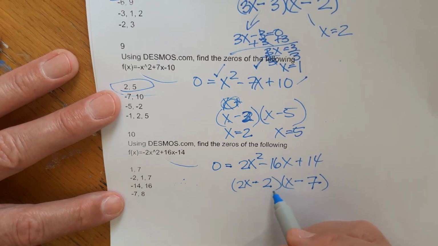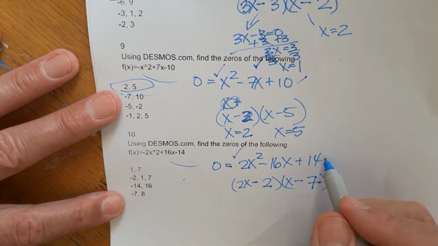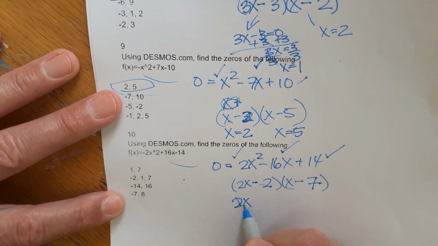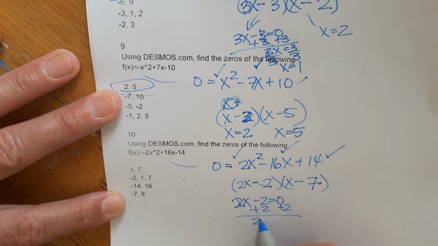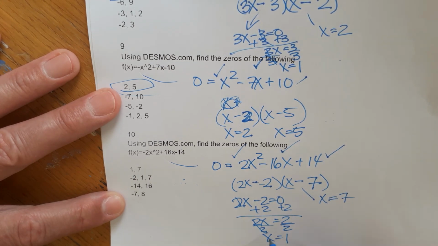So in my brain, I'm trying to check these different things. 2x times x squared is 2x squared, check. Negative 2 times negative 7 is positive 14, check. Negative 2x plus a negative 14x is negative 16x. This is it. So 2x minus 2 equals 0, plus 2 plus 2. 2x equals 2, divided by 2, divided by 2. x equals 1. And this one just changes to x equal 7. 7 and 1.